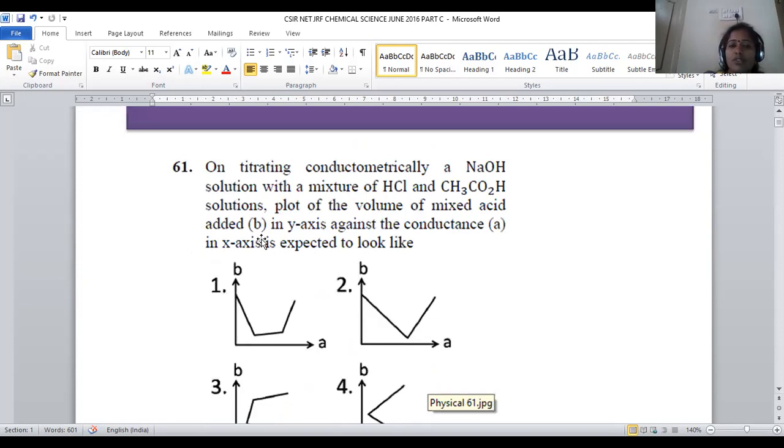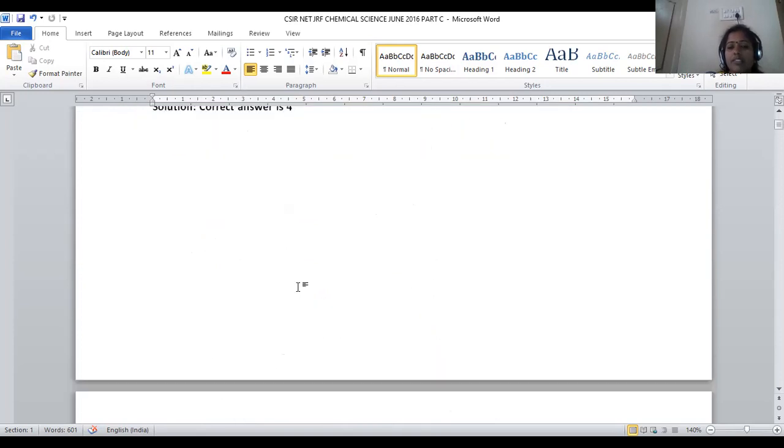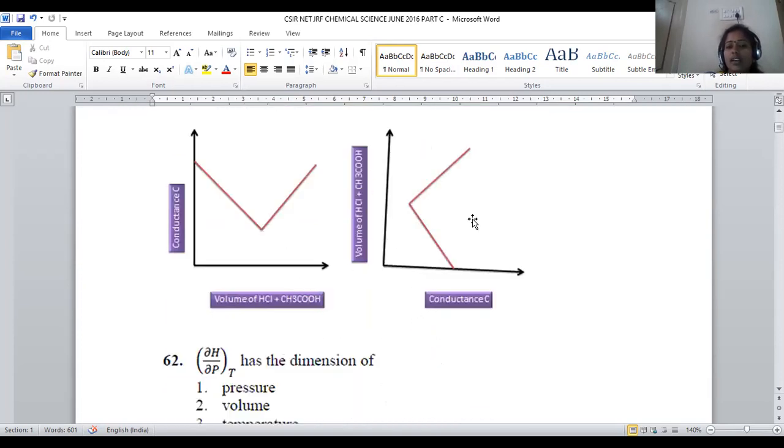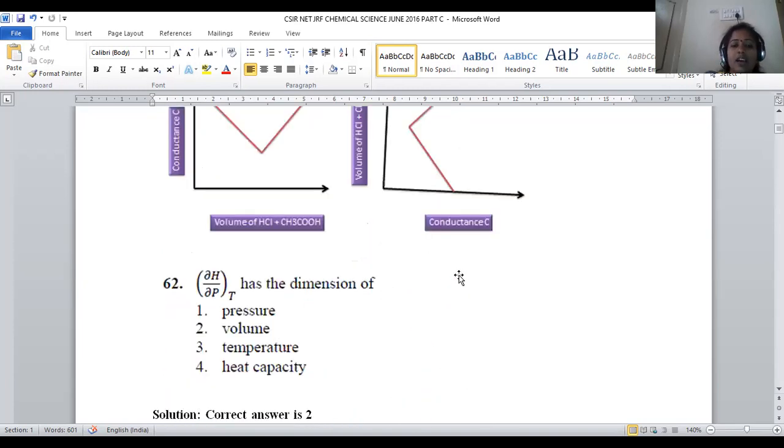But within the problem, they twisted the question. How? Here, the y-axis term is given as the mixture of acid, HCl and acetic acid. Conductance is given on the x-axis. That means the coordinates were inverted, so the plot will be inverted in this manner. Initially the plot will be in this manner, but we are changing the coordinates. Volume of HCl versus acetic acid is taken on the y-axis, and conductance is taken on the x-axis, so the plot will be somewhat inverted. Just by rotating the plot, it will be obtained. So it is somewhat of a twisted question, right?